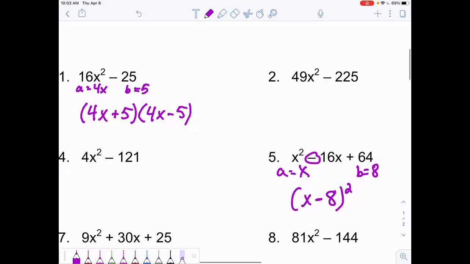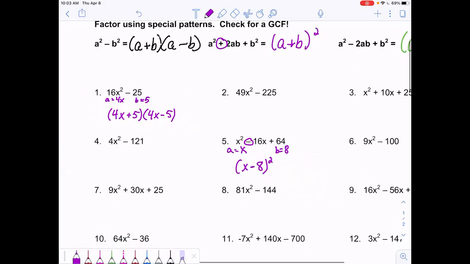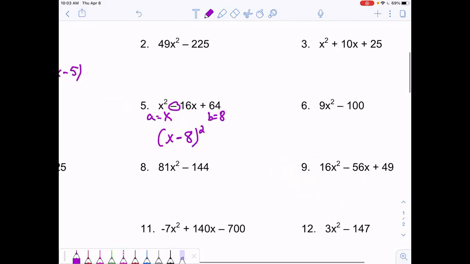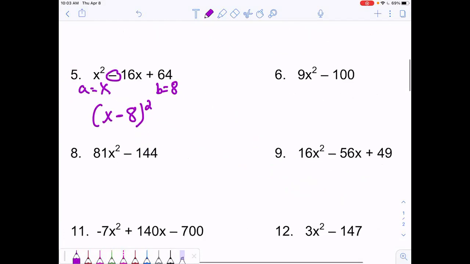Good. Next, we're gonna do 9. TJ, is there a GCF in 16 and 49? 4 doesn't go in 49, but that was my first thought too. There's actually not a GCF here. So what's your A, what's your B? Good, 4x and 7. Is it gonna be a plus or a minus? X minus 7 quantity squared, good.